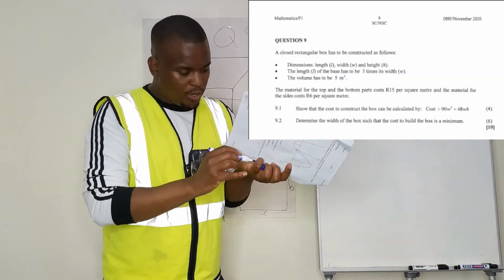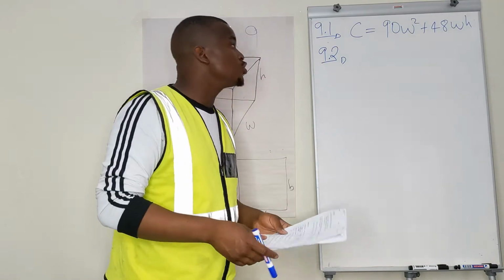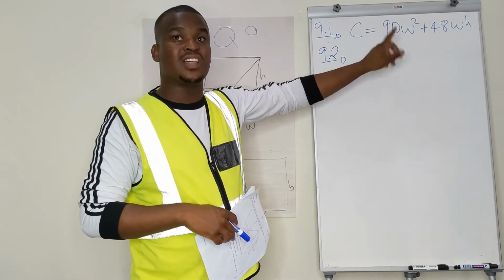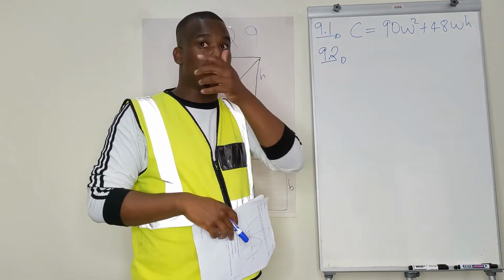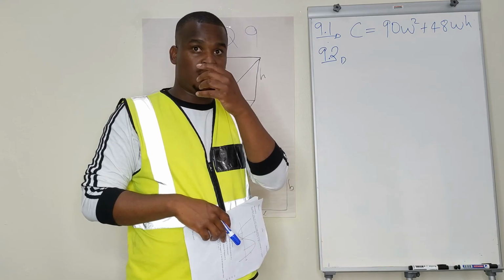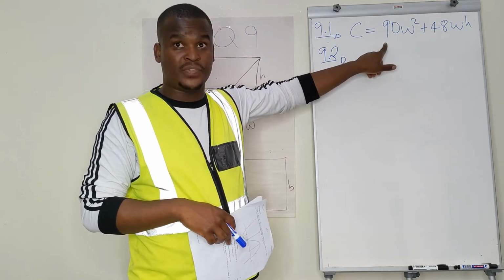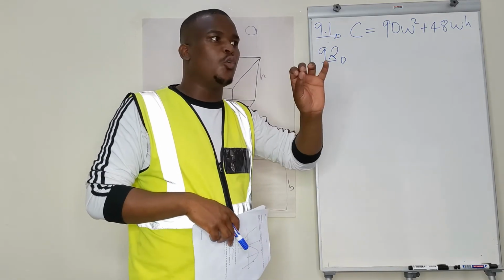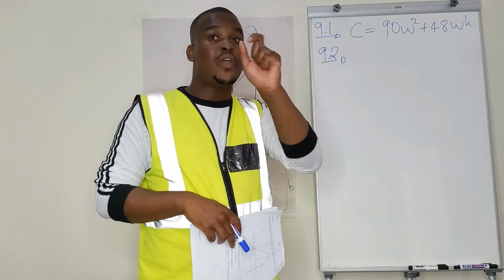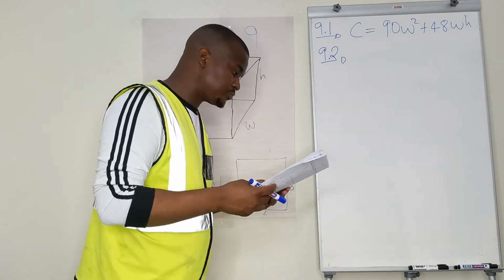Determine the width of the box such that the cost to build the box is minimal. So we want to minimize the cost of the box. So what width will give us that minimum cost? So we want to optimize the cost of building the box to a minimum. So what width will give us that? So that's what we want to find.